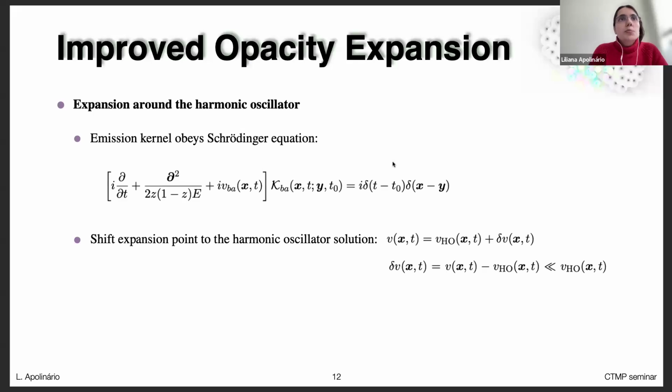Just briefly, to show what each one of these approaches is doing: the improved opacity expansion is exactly what I was telling you, an expansion around the harmonic approximation. So this is the emission kernel, this is the usual evolution equation. What they do is to shift a little bit the point around which they expand the solution. You can think of the solution as simply the harmonic oscillation plus a correction that you now include in your results. This is a series like the opacity expansion, but the opacity expansion truncates the series in terms of the number of scatterings, whereas here I truncate the series in terms of transfer momentum between the QGP and the probe.